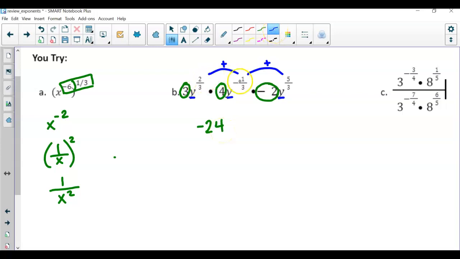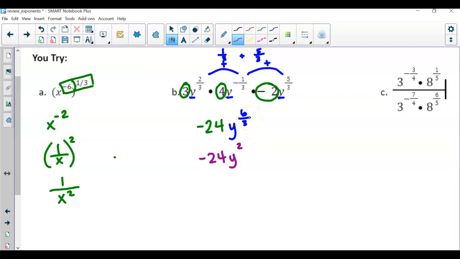Well, 2/3 plus -1/3 is 1/3, plus 5/3. So you have the 1/3 plus the 5/3, which is now y to the 6/3. Well, here you can simplify that into negative 24 y to the second power, because that's 6 divided by 3.